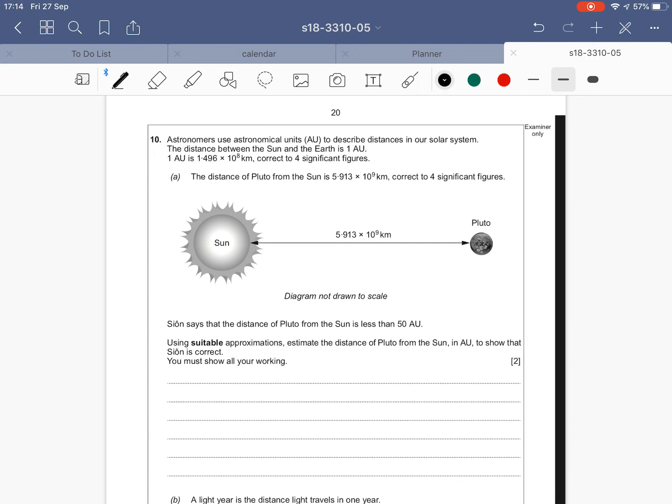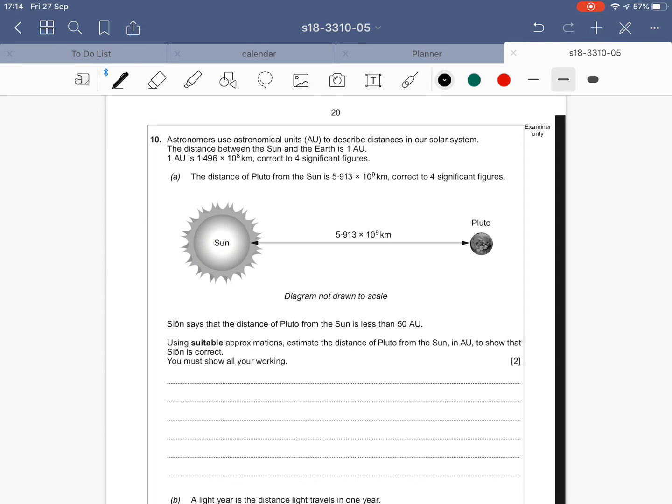Question 10. Astronomers use astronomical units, so AU, to describe distances in our solar system. The distance between the Sun and the Earth is 1 AU. 1 AU is 1.496 times 10 to the power of 8 kilometers, correct to 4 significant figures. The distance of Pluto from the Sun is 5.913 times 10 to the power of 9 kilometers, correct to 4 significant figures.